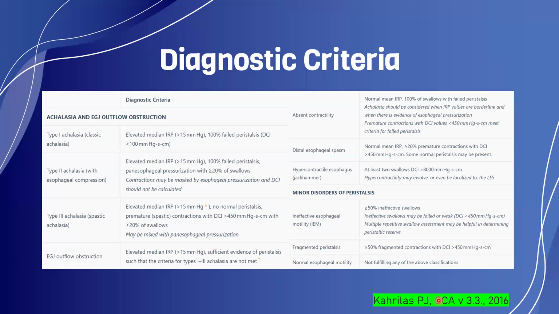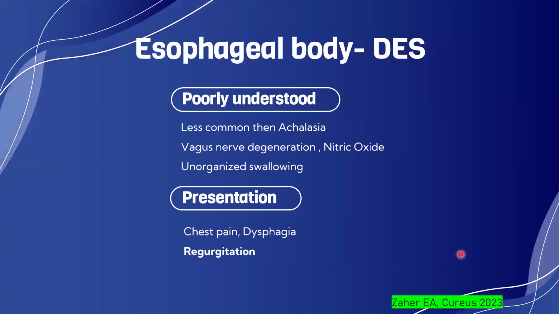This is the same in tabular format. Then we'll deal with each in a detailed manner. Distal esophageal spasm is thought to result from an imbalance between the nitrergic inhibitory pathway and the cholinergic excitatory pathway in the myenteric plexus.